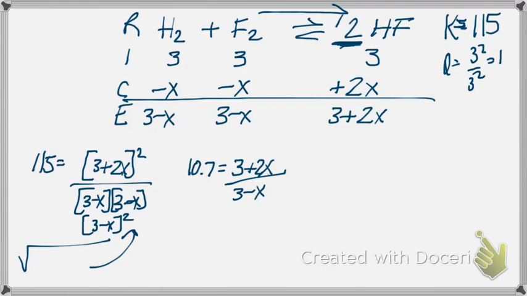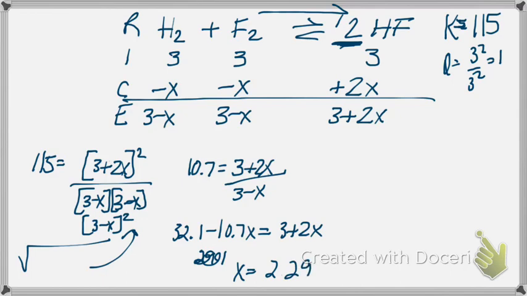So cross multiply, collect all your terms, and so on. Do I need to do that, or can y'all handle that? I'll do it with the calculator. Well, here, I have it written down. So 32.1 minus 10.7X is equal to 3 plus 2X. X is equal to 2.29.